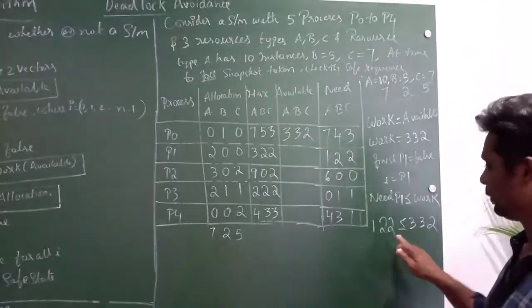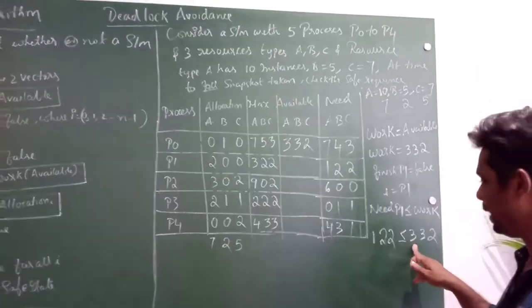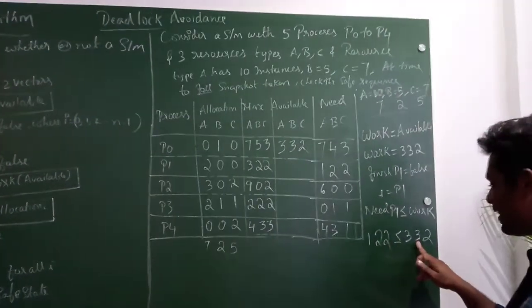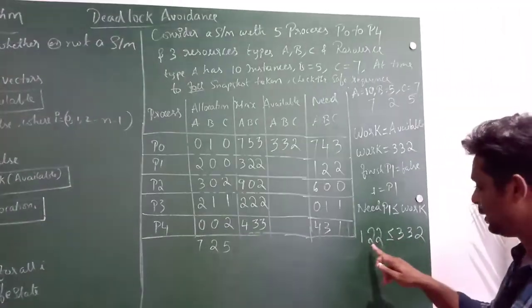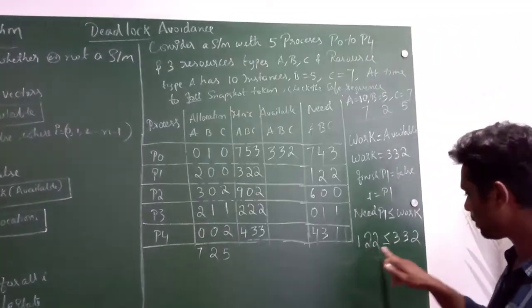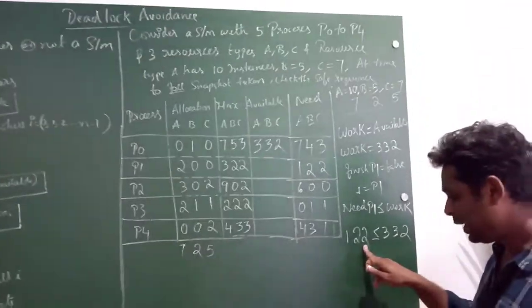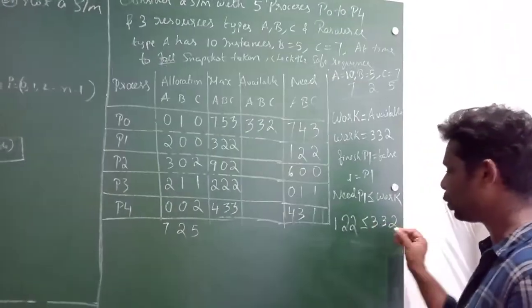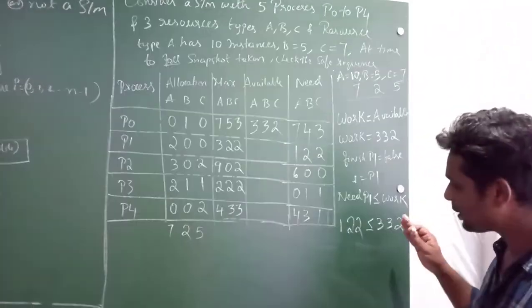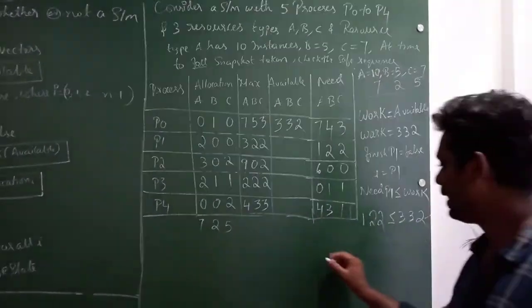Yeah, true. Means A, it needs 1 instance, but available is how much? Still 3 resources are available. Okay, true it is. 2 is less than or equal to 3? Yeah, true. B, P1 needs 2 instances but 3 available. True. C, it needs 2. What is available? 2. So 2 is less than or equal to 2. True it is. When that is the case, what happens? P1 will execute.